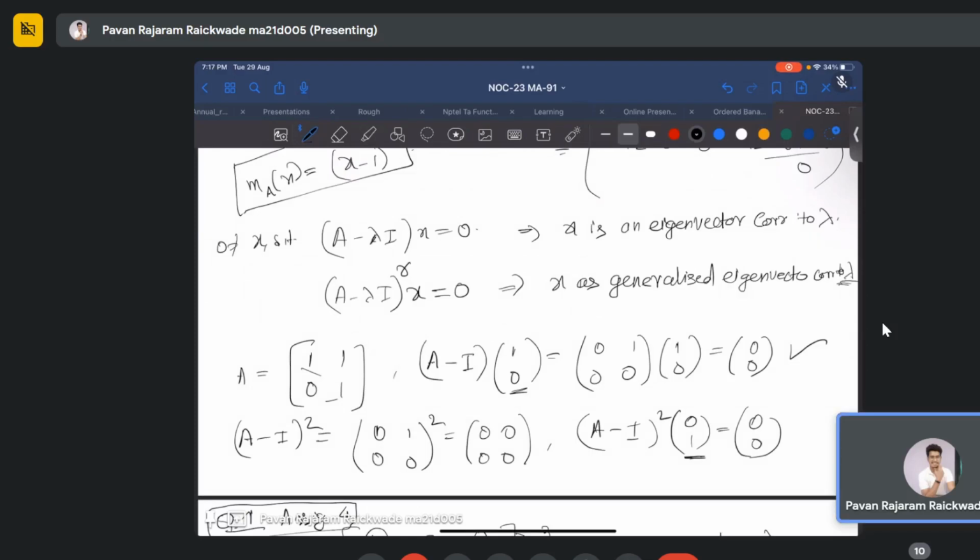Yes. In fact, each eigenvector is also a generalized eigenvector, because r you can take as 1, but not the converse. Every eigenvector is a generalized eigenvector, but a generalized eigenvector need not be an eigenvector. Right? Because (0, 1) is a generalized eigenvector, but it is not an eigenvector.